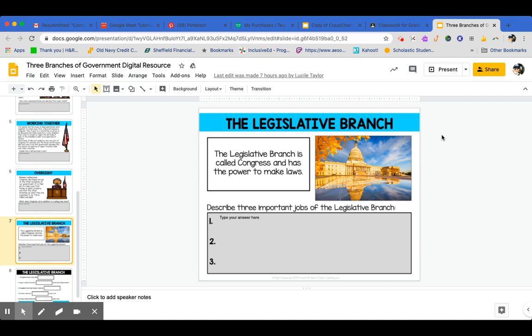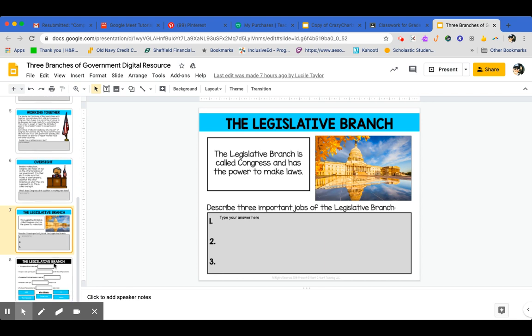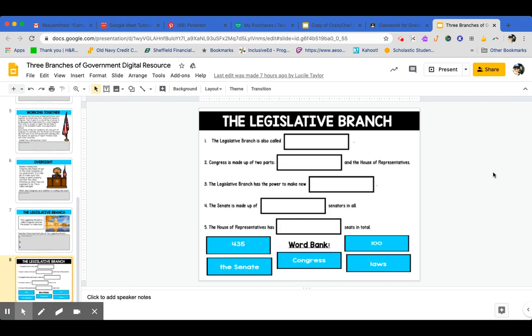The legislative branch. The legislative branch is called Congress and has the power to make laws. So in this box, describe 3 important jobs of the legislative branch. For this last slide, you are going to do the same thing that you did for the executive branch. You are going to read each of these sentences and you are going to click and drag the one that best fits into the box above.